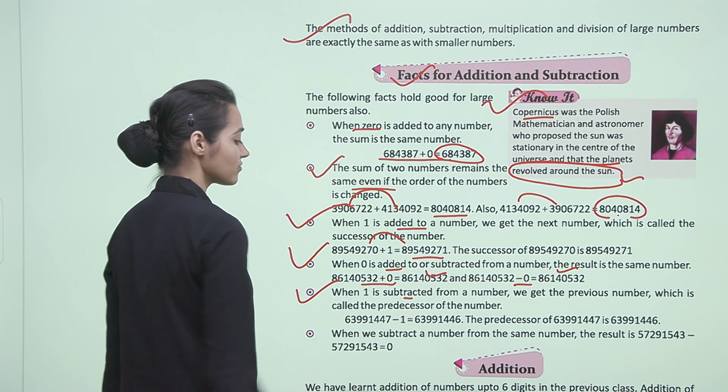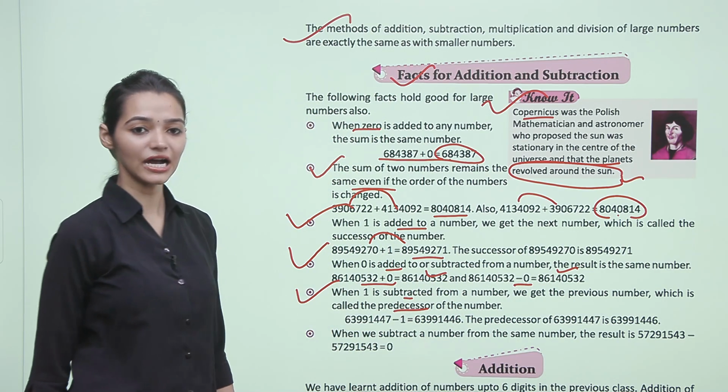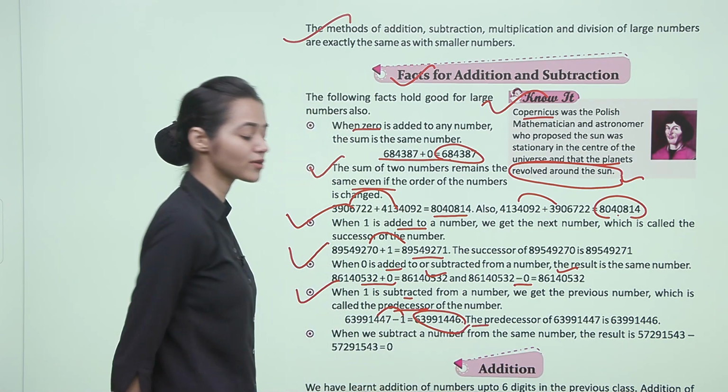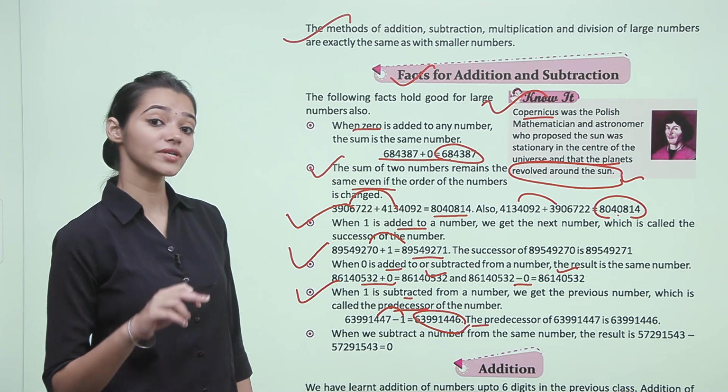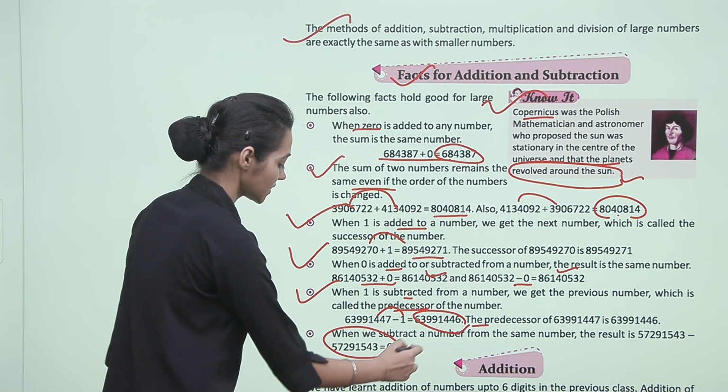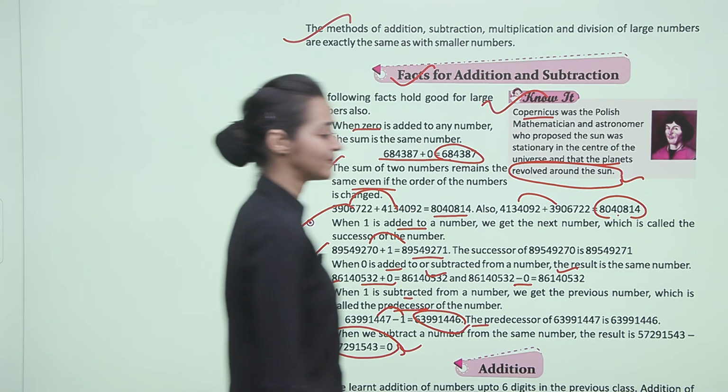Now when 1 is subtracted from a number, we get the predecessor of that number. So when we subtract 1, this number is the predecessor of the other one. Now when we subtract a number from the same number, the result is always 0.